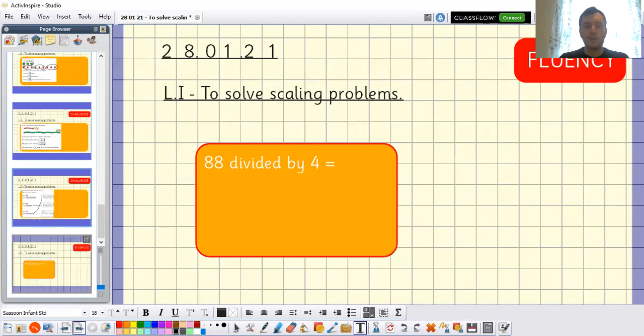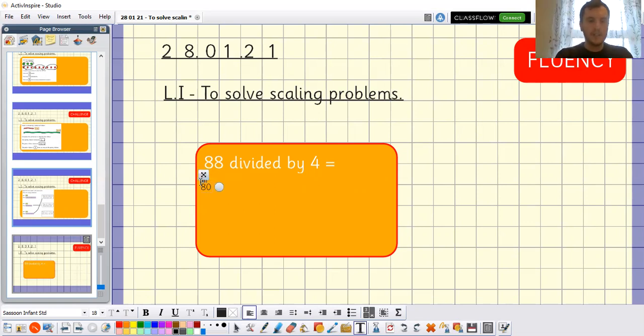Just before we finish, a quick division question for you. 88 divided by 4. What would the answer be for that? Maybe pause the video, have a go at solving that one just now. Let's look at it together.